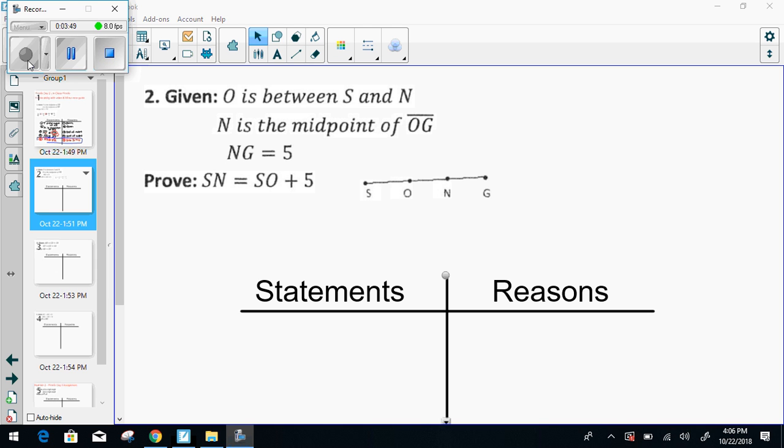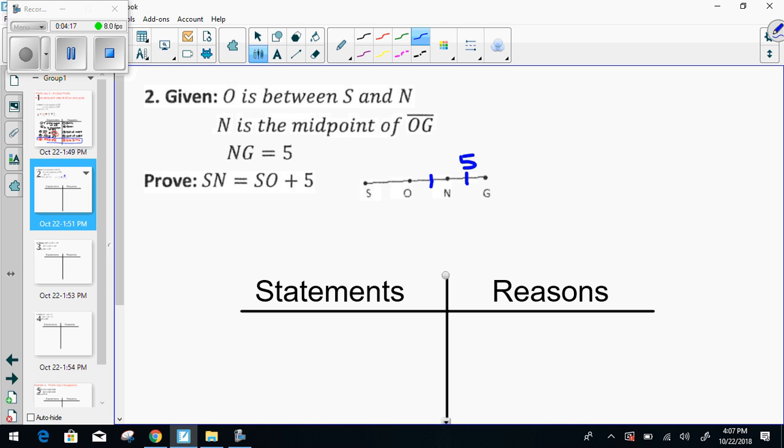Let's continue with number 2. O is between S and N, and N is the midpoint of OG. We can't really make any conclusions about O in between S and N because it doesn't say that O is the midpoint, but N is the midpoint of OG. So you can conclude that ON is congruent to NG, and NG is 5. So I label this segment with 5.